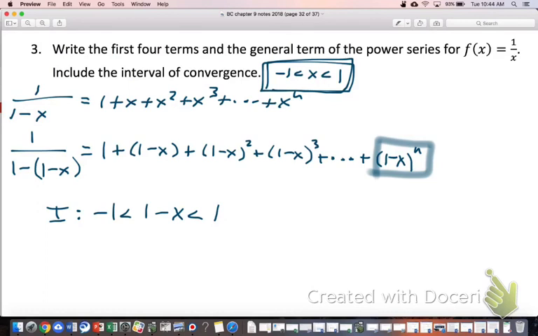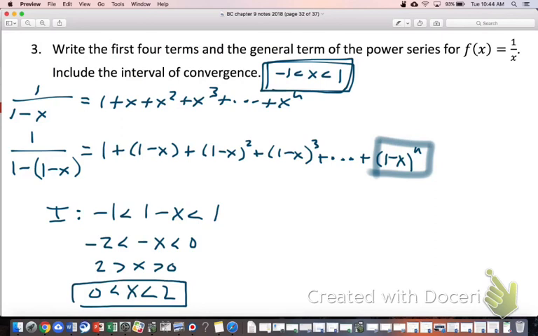So if I subtract 1 from all sides, I get -2 is less than -x, which is less than 0. And then dividing by -1, I get 2 is greater than x, which is greater than 0. Or the more classic way of looking at it, 0 is less than x, which is less than 2. Right there.